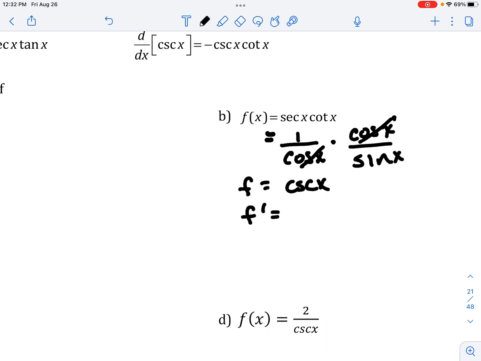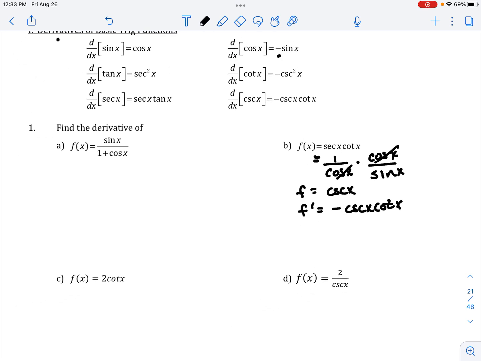And the derivative of the cosecant, it's a co-function, so it's negative. So it's going to be negative cosecant cotangent. Now, if you did the product rule, you would get the same answer, but then you would simplify a little bit and you would get to here also.